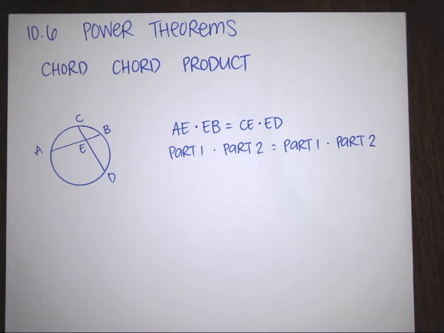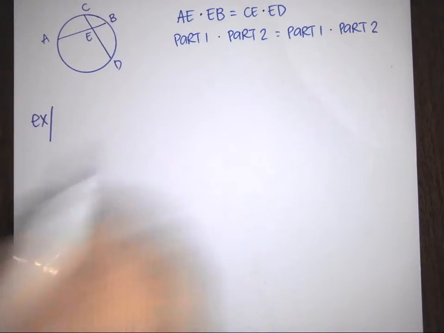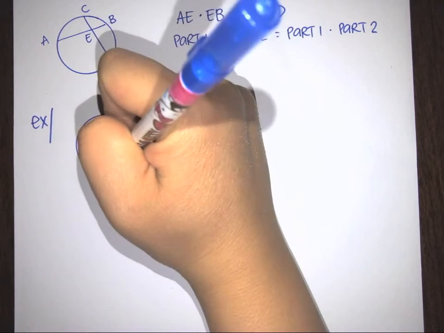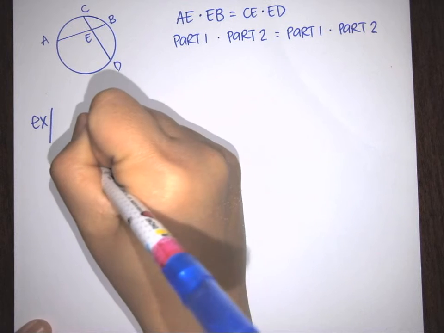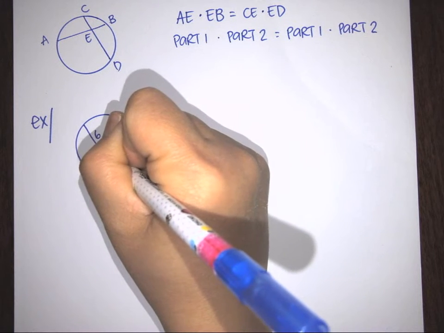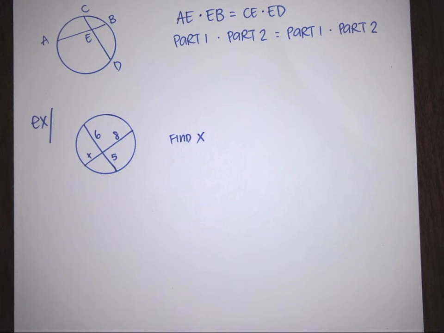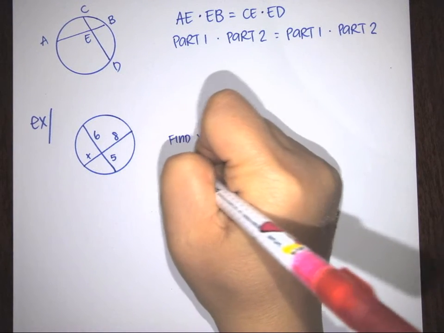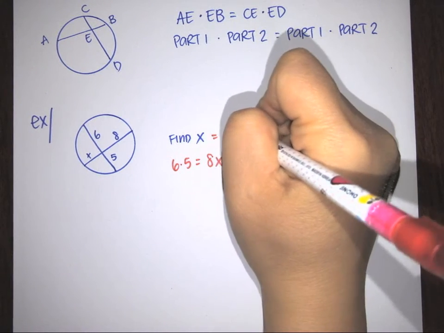So we're going to do our first example. So a circle. We have 6, 8, x, and 5. Find x. For this problem, we would set it up 6 times 5 equals 8 times x. So x ends up being 15 over 4.